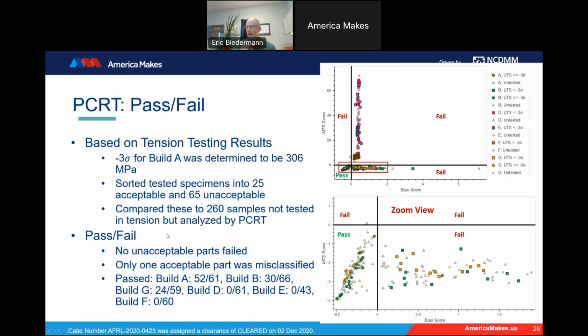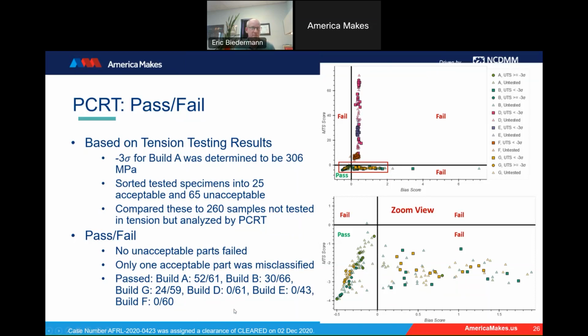And overall, we got very good results with this sort. We found that no parts with mechanical performance under 306, so parts that had insufficient tensile strength, all of those, that should say no unacceptable parts passed. That is a misprint. So we rejected all the unacceptable components. Only one acceptable part was misclassified.